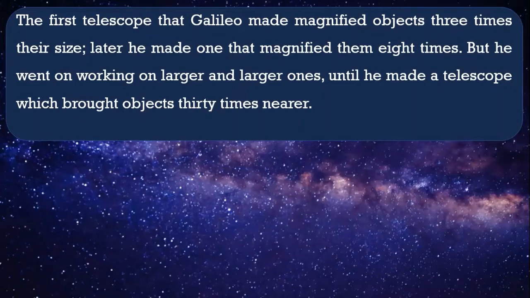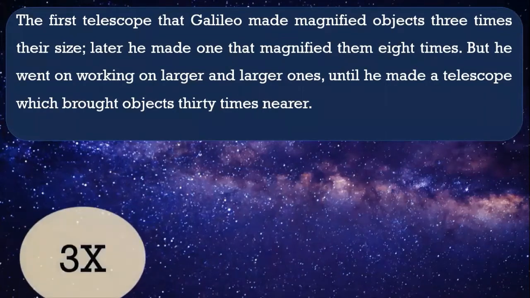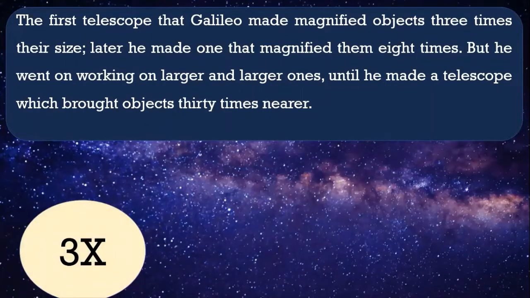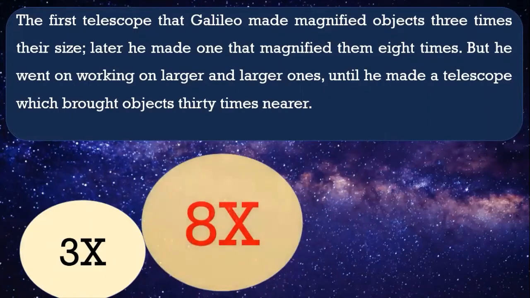Magnified means make a small object look bigger from very far. We can see objects which we can magnify. It means make it bigger, like how we see in a binocular. Okay, so first he made a telescope which is 3 times its size. And then what did he do? He again wanted to see a little more clear and bigger. So he magnified it to 8 times.